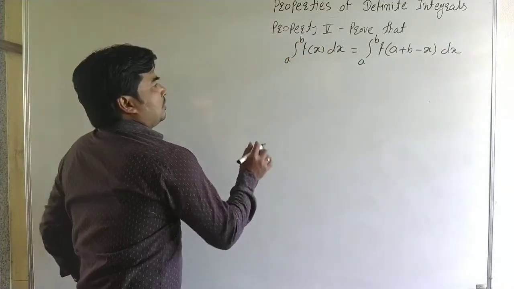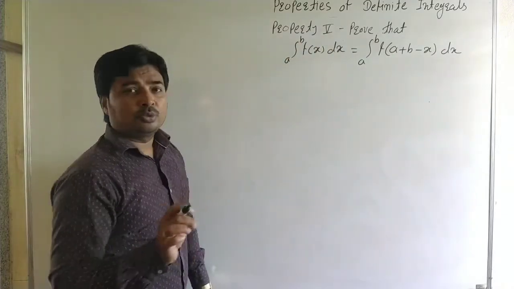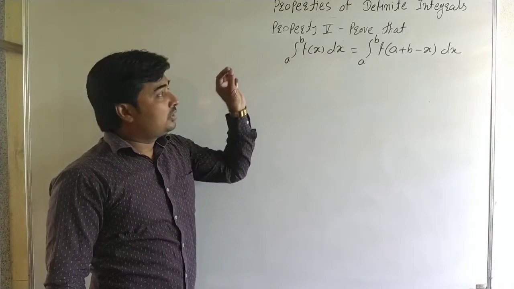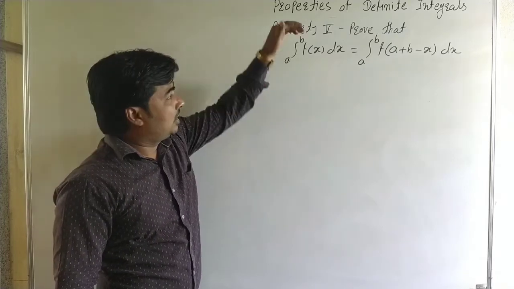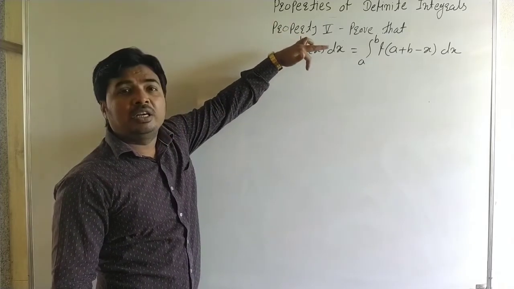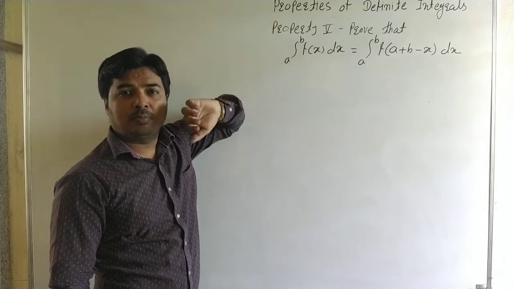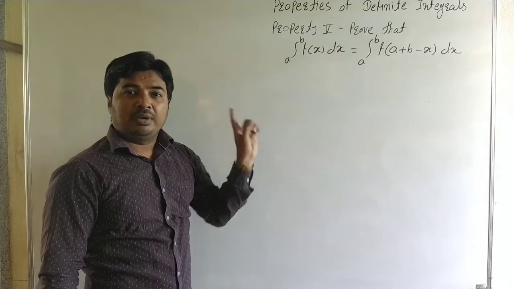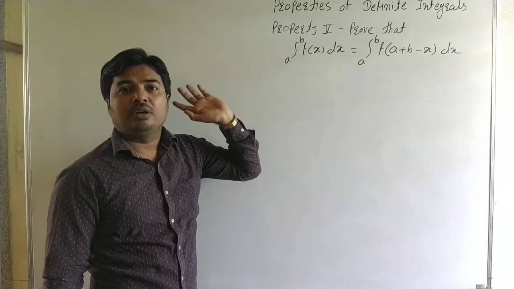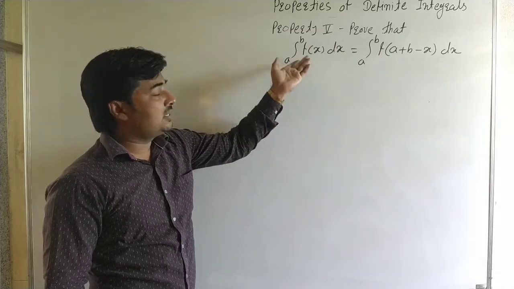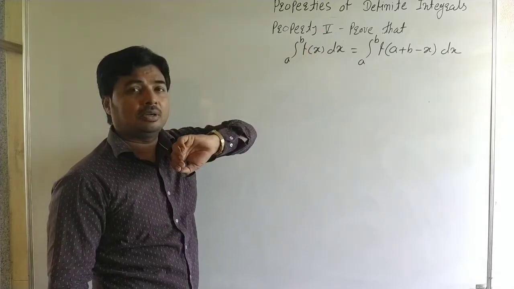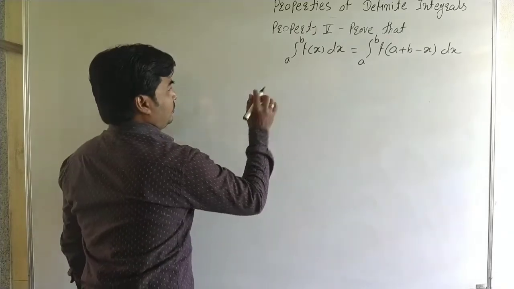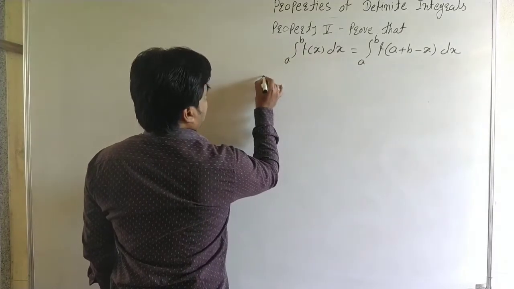Now, it is a simple proof, and here in this proof we use the previous properties. We saw in the last lecture that when we interchange the lower limit and the upper limit, the definite integral changes in sign, and the definite integral is independent of the variable. That means if we change the variable, then the value of the definite integral does not change. Here we take this RHS.